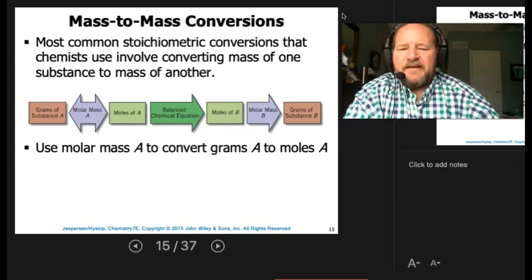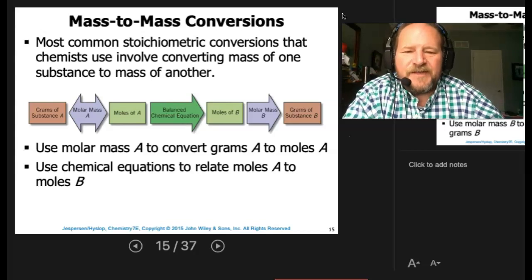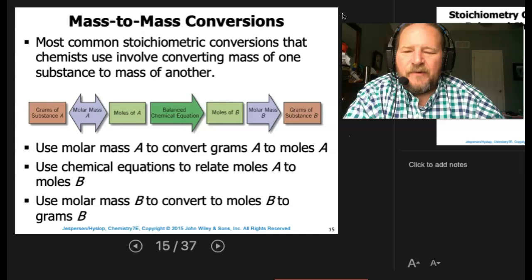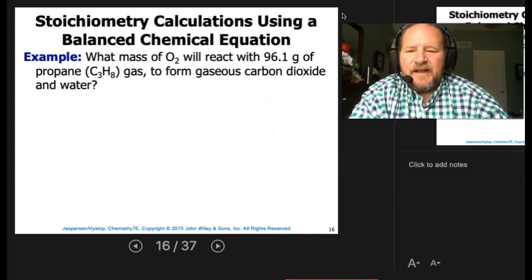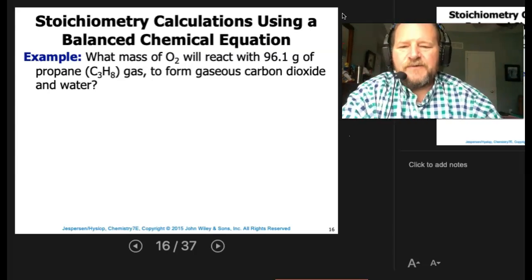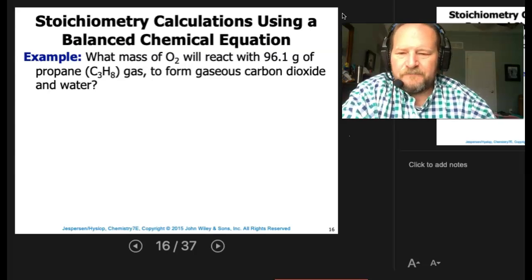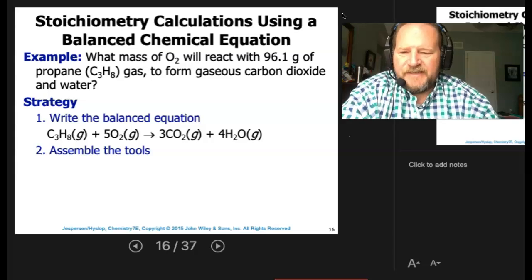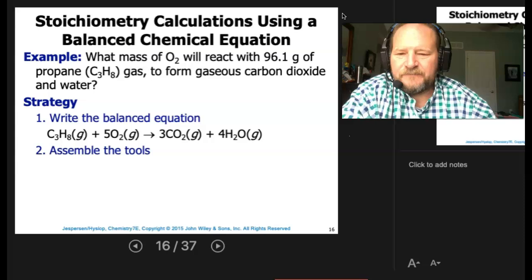We'll use mass of A to moles of A, moles of A to moles of B, and then moles of B to mass of B. So you're going to need to use the balanced chemical equation. So, what mass of O2 will react with 96.1 grams of propane gas to form gaseous carbon dioxide and water? The first thing we need is that balanced chemical equation. We saw that earlier a few slides back.